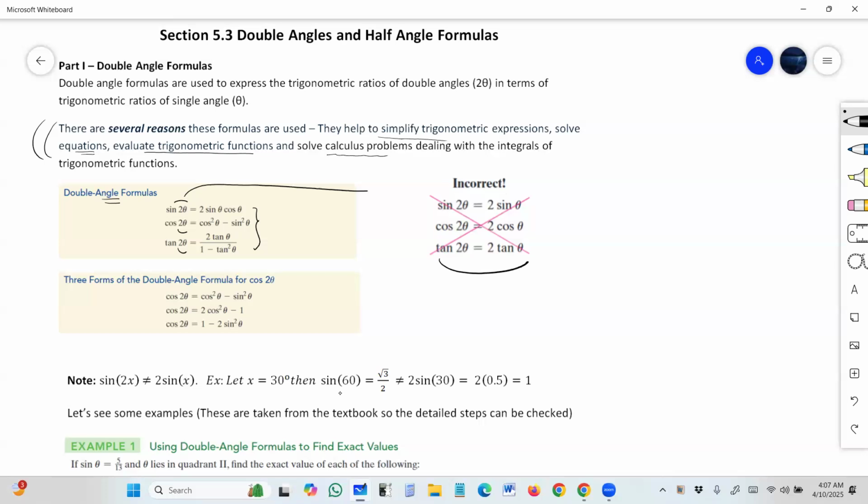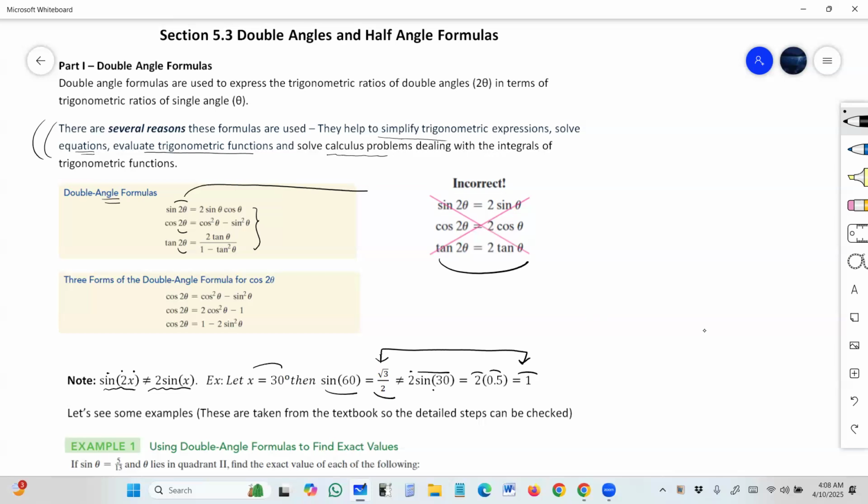Here's an example for you to see that sine 2x is not the same as 2 sine x. If we let the angle be 30 degrees, sine of 2 times 30 degrees is sine of 60, which is radical 3 over 2. That is not equal to 2 sine of 30, because sine of 30 is 1 half, so 2 times 1 half is 1. Definitely not the same. So do not make that mistake.